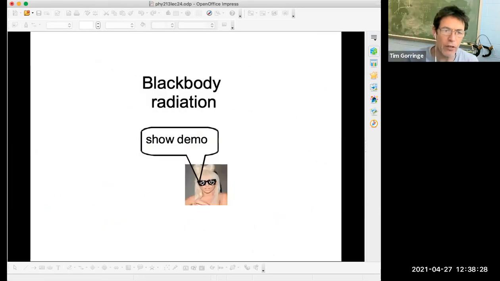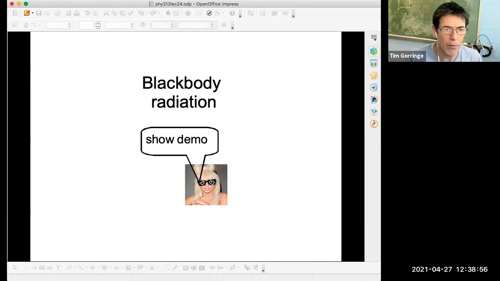Okay, so now I'm going to move on from that introduction to two very specific topics. The first one is this new phenomenon, black body radiation. The second is this new phenomenon of the photoelectric effect. In both cases, we're going to see how classical physics can't explain them, and then how ideas of quantum physics can explain them.